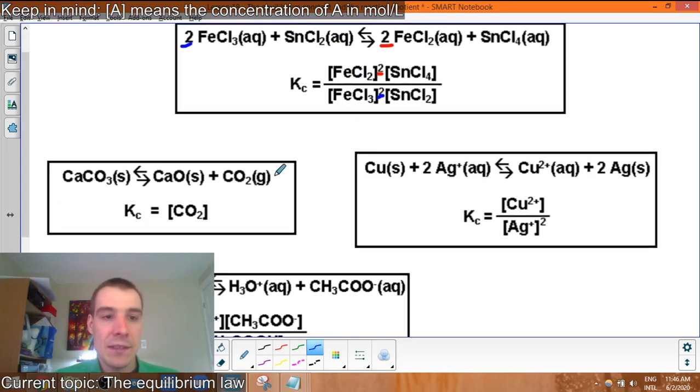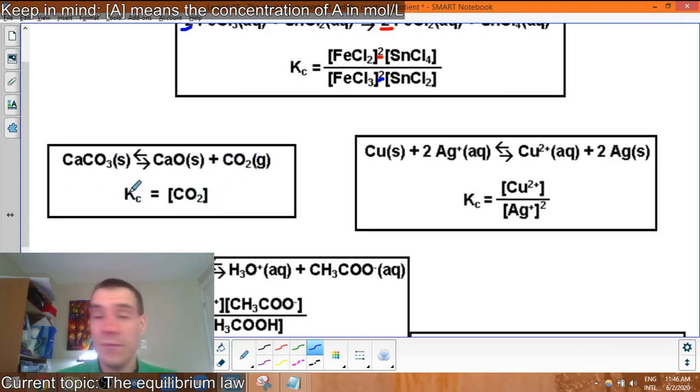But then there's some where you have solids and liquids, like here, calcium carbonate decomposing to CO2 and calcium oxide. This is a solid, constant concentration. This is a solid, constant concentration. So the only thing that has a changing concentration is this CO2 gas, which is a product. And so the value here is just the concentration of CO2. Technically, it's the concentration of CO2 over 1, right? Because we set this equal to 1. That's like CO2 times 1 over 1 times 1 over 1. So this would be 1 and that would be 1. But because we don't write 1s, we just ignore it.